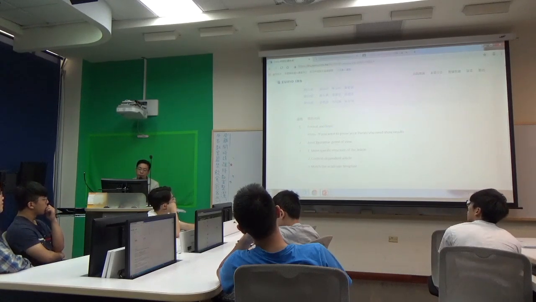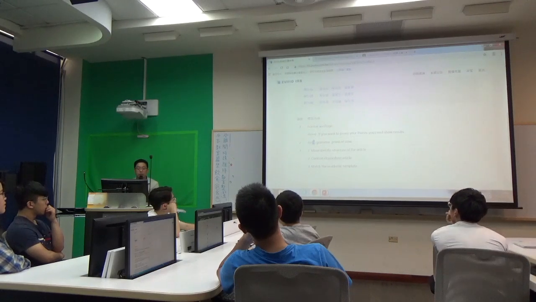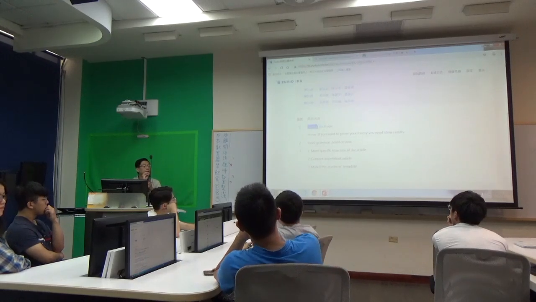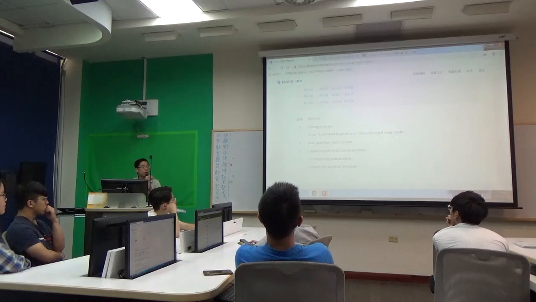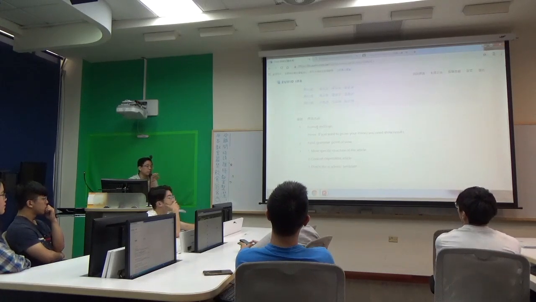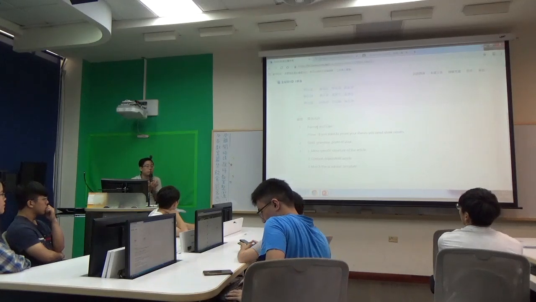Form. Form, yeah. I think this is similar to format. Format is more general. Font is one part of the format. So because the format is important, next we will talk about the format of paper.